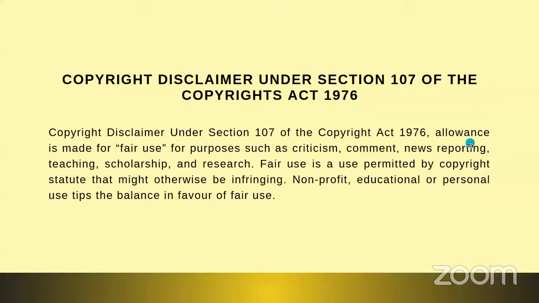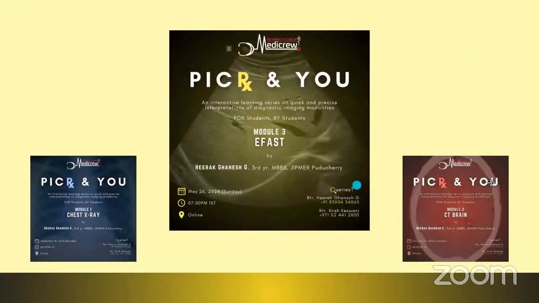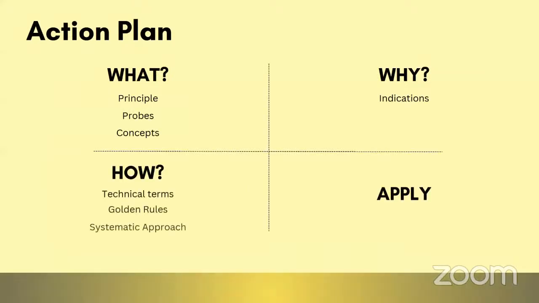Just for the YouTube sake, these are the copyright disclaimer page. These were the posters. So we are entering into module 3, which is eFAST. The following are action plans. I basically divide every step into these question tags. So these are the subheadings which deal with what and why eFAST, how are we going to deal with eFAST, and its applications, properties and further subheadings.